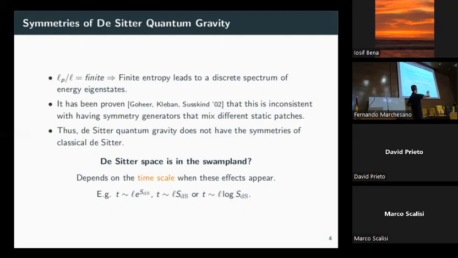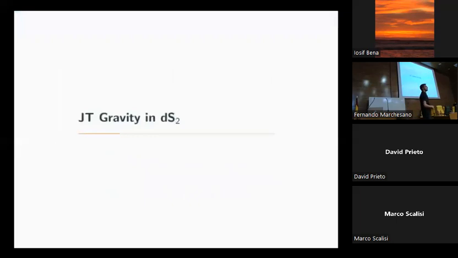You can also consider something that you might call the Page time that scales linearly with the entropy. Or perhaps a very short time scale, which would correspond to the scrambling time or something that looks very similar. So what I would like to do is argue that some non-perturbative effects at least become important around this second time scale. In order to do that, I will go to an explicit model of JT gravity in two-dimensional de Sitter space.